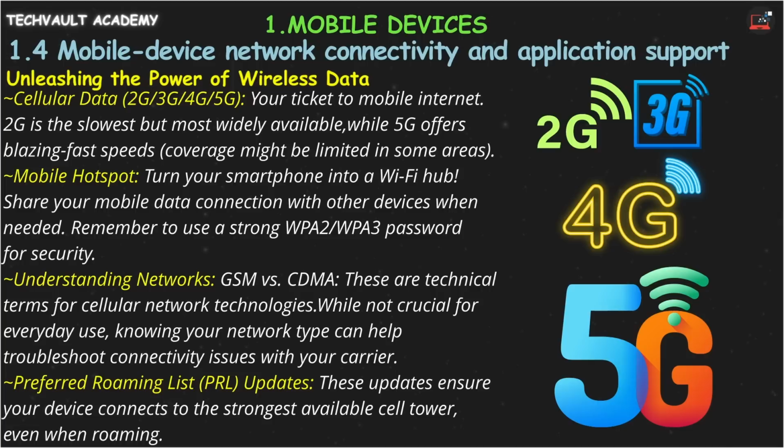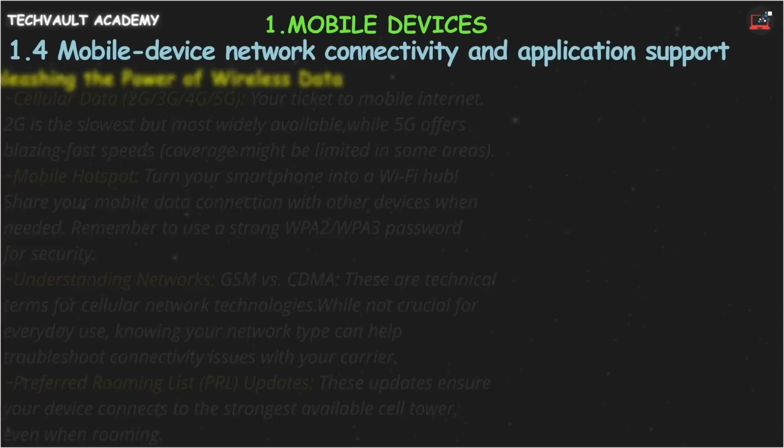Understanding networks, GSM versus CDMA. These are technical terms for cellular network technologies. While not crucial for everyday use, knowing your network type can help troubleshoot connectivity issues with your carrier. Preferred Roaming List, PRL, updates. These updates ensure your device connects to the strongest available cell tower, even when roaming.